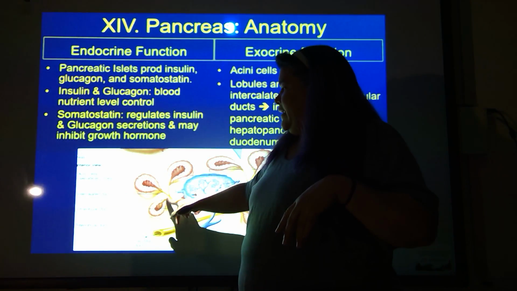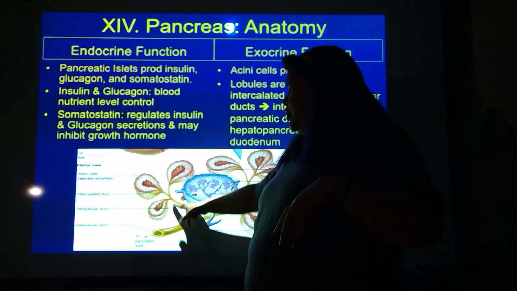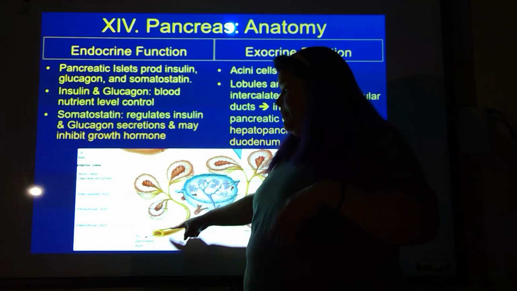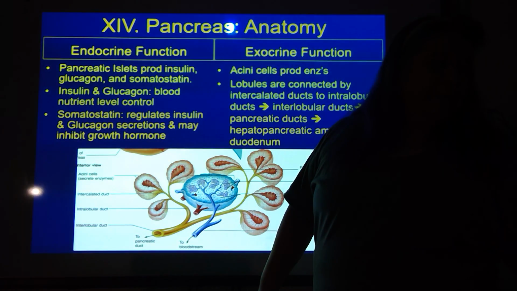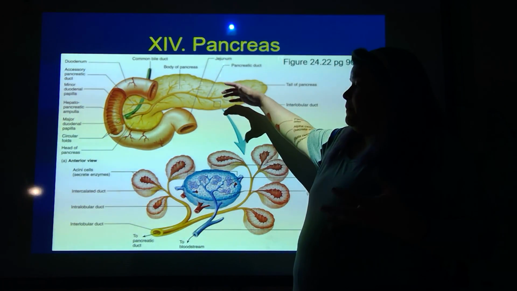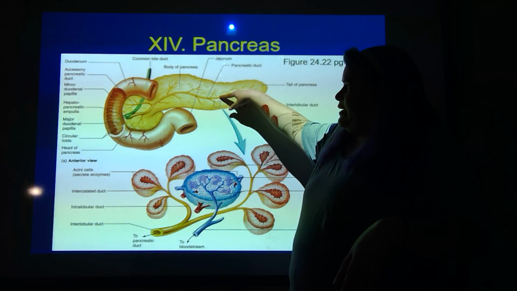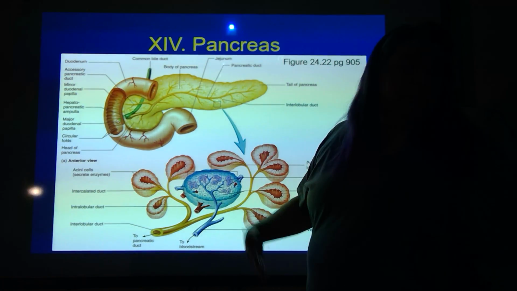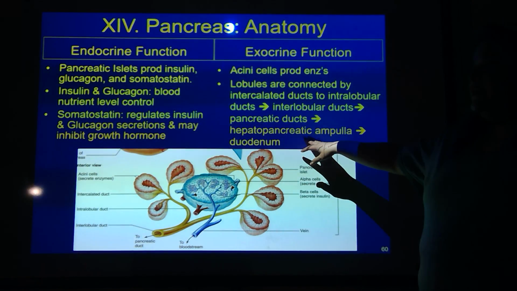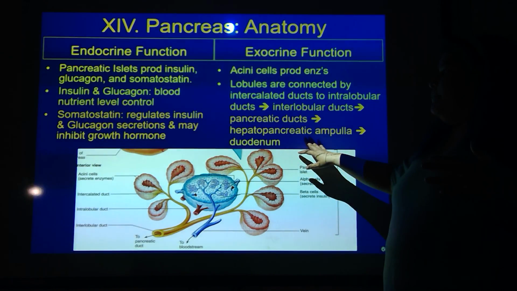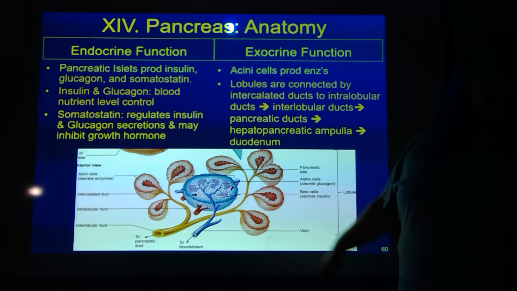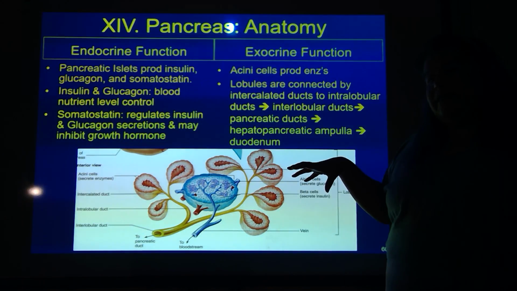So you've got the intercalated ducts, and they eventually merge to become intralobular ducts, and eventually they become interlobular ducts. I'm going to go back. And eventually they dump, I guess, into this pancreatic duct right here, okay, to be put into my small intestine, where it merges into the hepatopancreatic ampulla into the duodenum of the small intestine. Again, that's right at the beginning. That's the first part.